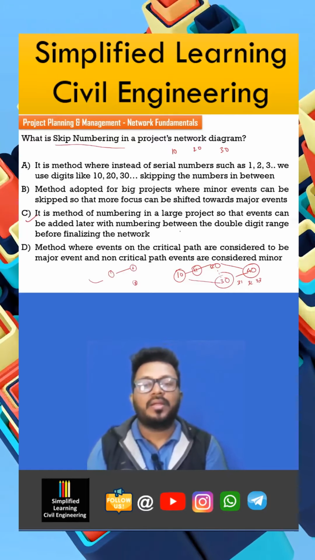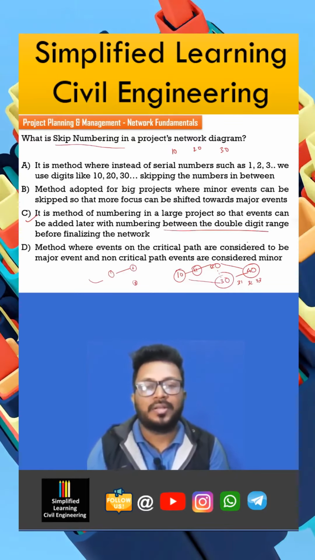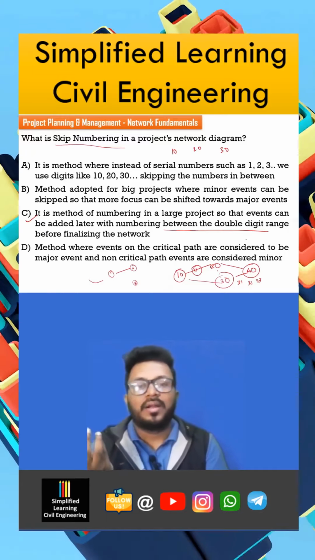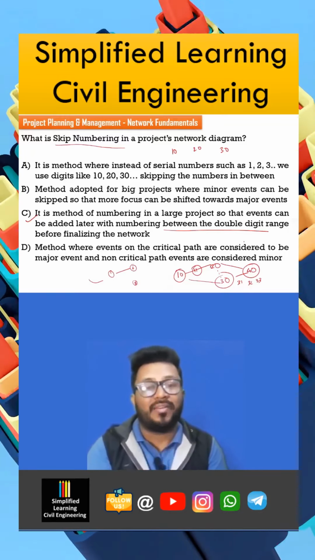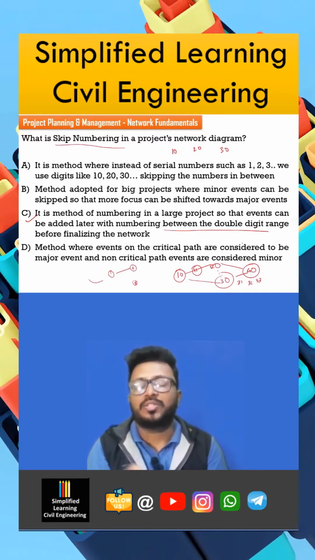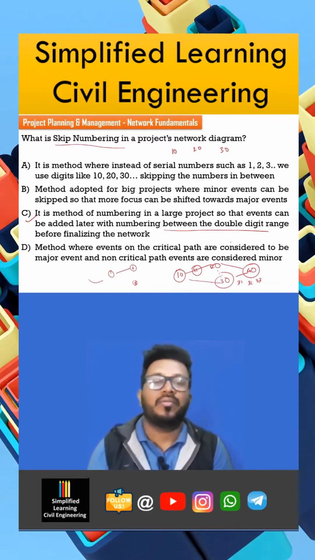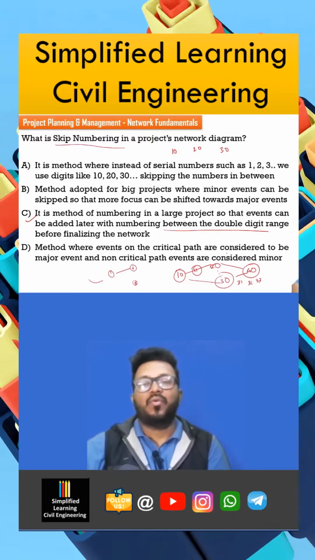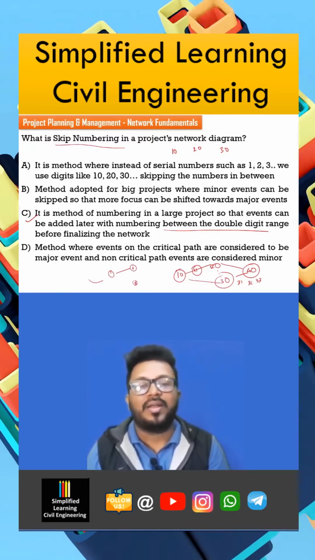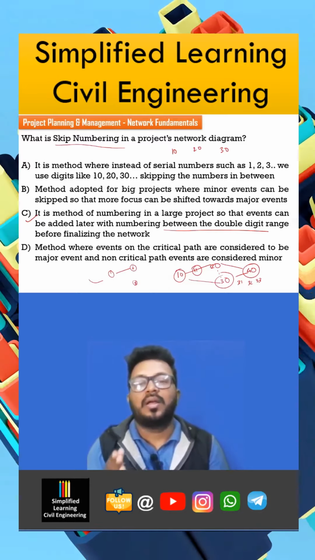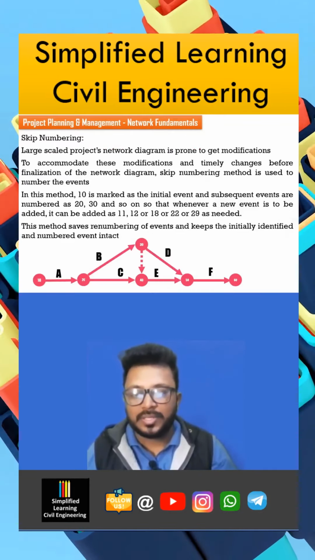It is the method of numbering in a large project so that events can be added later with numbering between the double digits. See, between 10 and 20, if some events need to be added, the first event will be numbered 11, the second 12, right? Up to 19 we can do that, till we get to event 20. But practically we won't be needing the number 19, because the planner will take that much care so that not that many events get added later on. So the option is C.